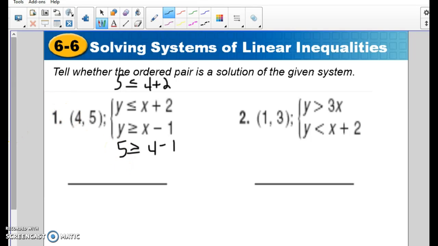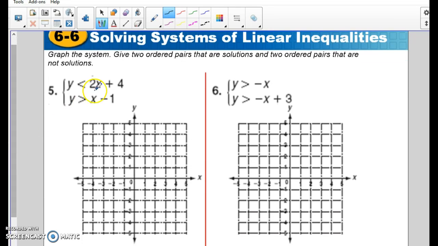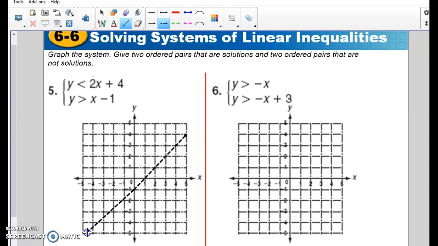So you still do have a couple problems like that, but most of the problems are going to be graphing problems, and they're going to look like this. So if I have y is greater than x minus 1, I'm going to get a dotted line here. I have minus 1 and my slope goes up. So I'm going to have a dotted line starting at that minus 1 and going up 1, right 1, up 1, right 1, up 1, right 1. So then I have a line that looks like that. This will be that black line there.